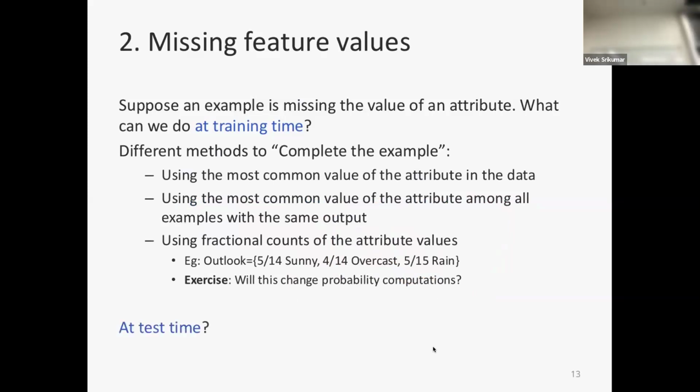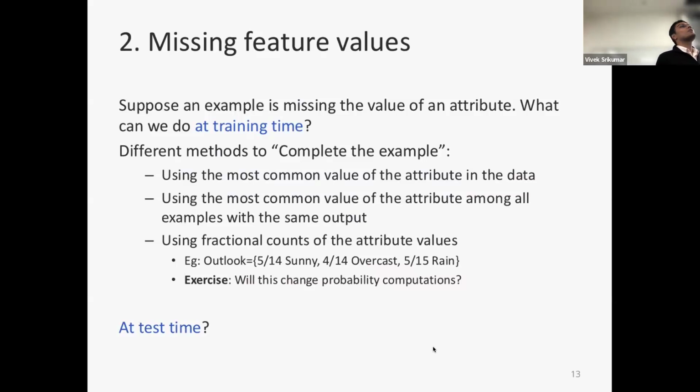What can you do at test time? Let's say now you've trained a decision tree and you're trying to use that decision tree on a new example. And on that day that you want to use the decision tree, the humidity meter broke down. What can you do then? Yeah. You could pick the most common branch for that particular feature. That's actually a very reasonable idea. Any other?